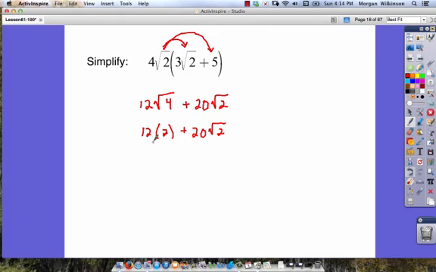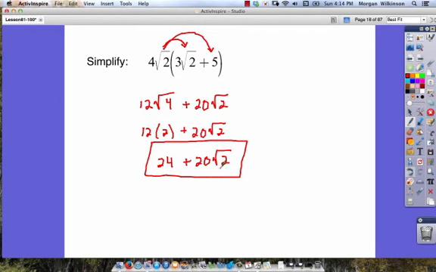And then we get 12 times 2, that's 24, so we're going to get 24 plus 20 times the square root of 2. We've got our final answer, and that's a fine way to leave it. Doesn't matter if the radical is out in front or in the back. Or another way to say it is the constant can be first, or it could be last.